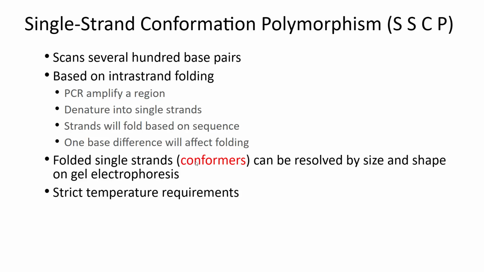Again, what we're doing here is we are amplifying a region of DNA. The amplified region is going to be double-stranded DNA. So then we heat it up to a particular temperature where it's going to separate the strands into single strands, and those single strands are going to then make a folding pattern. So they're going to be single strands that fold, and different bases are going to cause it to fold in different ways. And once it's folded, it's going to migrate through the gel differently.